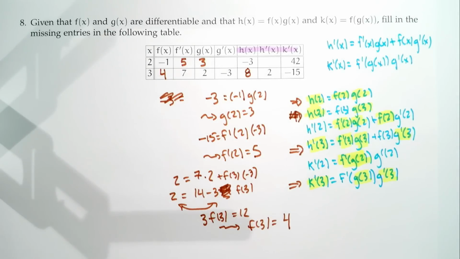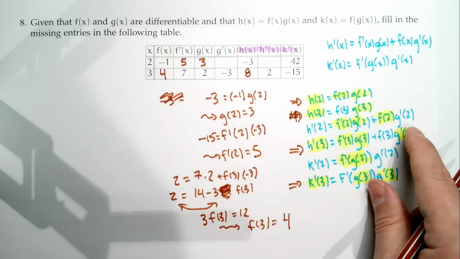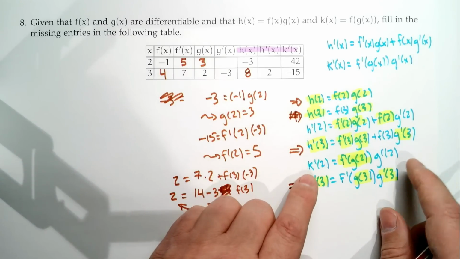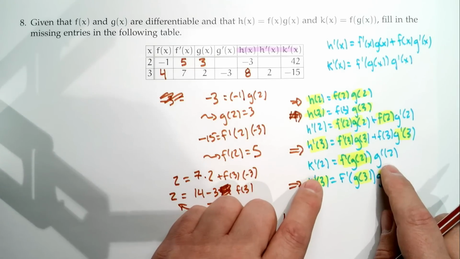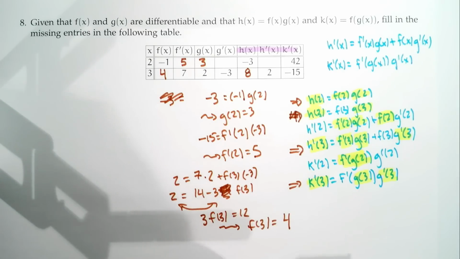Let's see. What haven't we used yet? Well, do we know g prime of 2 yet? And h prime of 2? Nope, not yet. Here's something. Let's see. Can we figure this out? Do we know k prime of 2? We do. Why wasn't it marked? Well, let's mark it now.